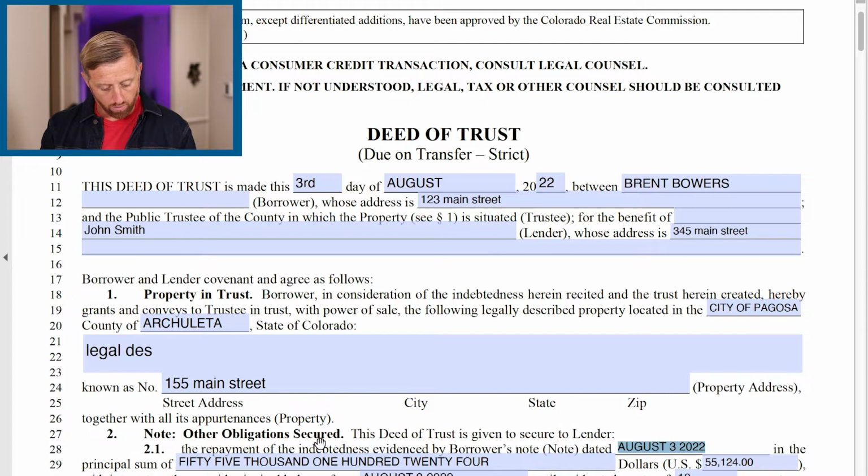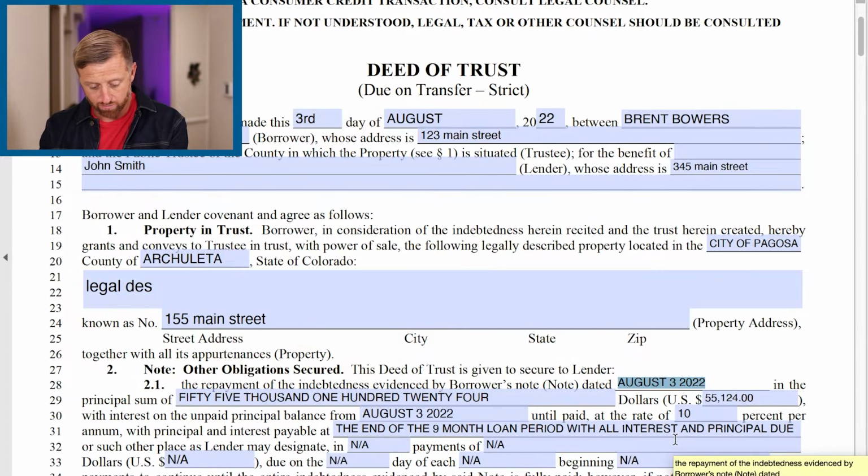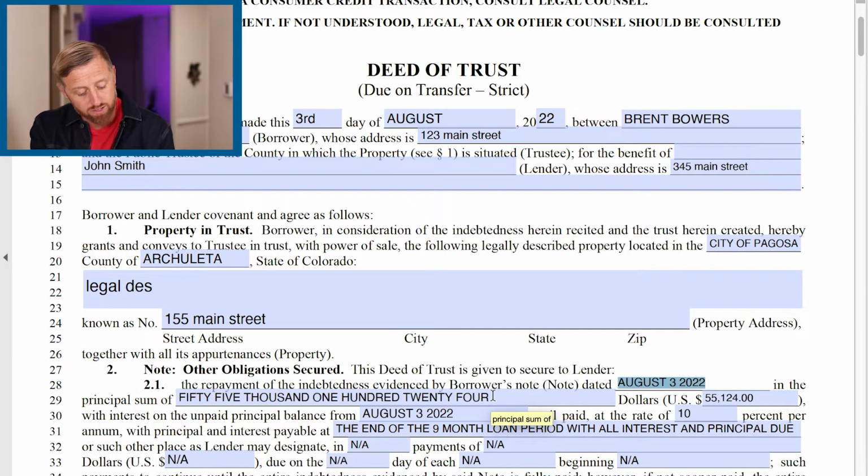And then the other obligations secured. Basically, this deed of trust is given to secure to lender the payment of indebtedness evidenced by borrower's note dated August 3rd. You want that the same date as up here. The principal sum of $55,124. So basically, I'm borrowing $55,124, and then you actually write it out here, with interest on the unpaid principal balance from August 3rd, 2022 until paid at a rate of 10%.